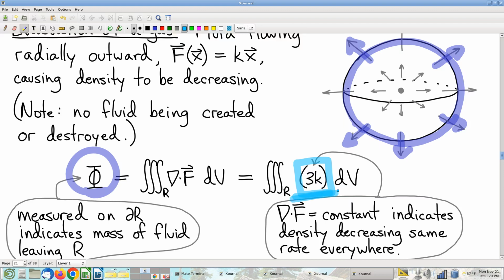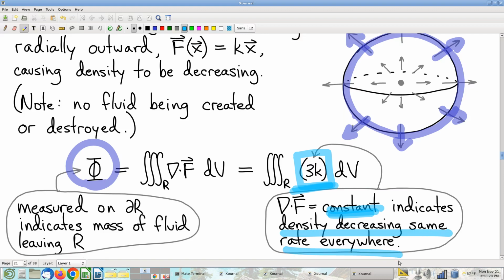This being a constant tells us that the density is decreasing at the same rate everywhere in the interior, which we already talked about. If we're raising the temperature at a constant rate, then it all expands sort of uniformly. And effectively, even though the flux is measured on the boundary, this flux is a manifestation of density decreasing everywhere throughout the interior. And again, divergence points to that for us. Does that make sense to everybody?